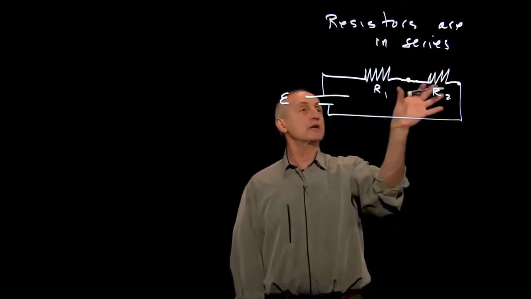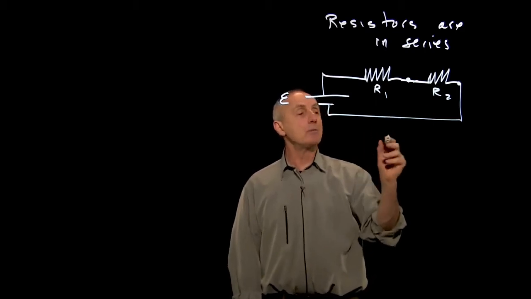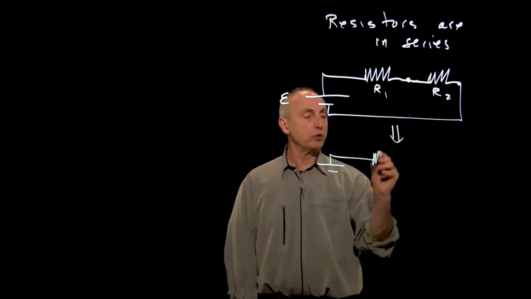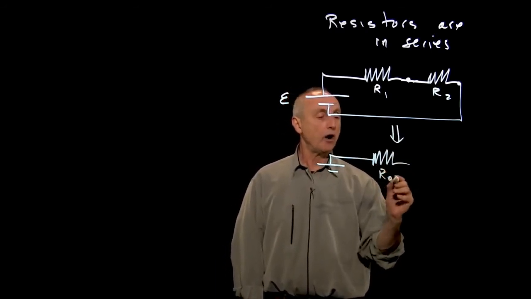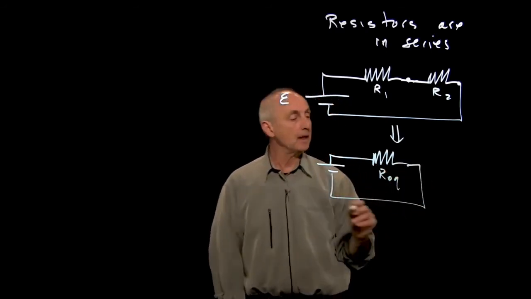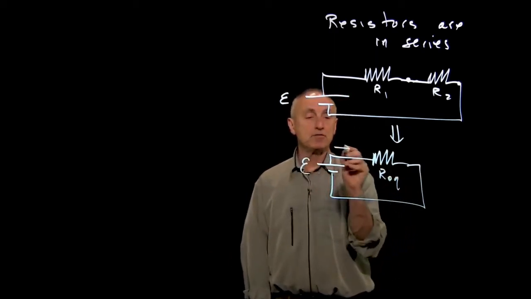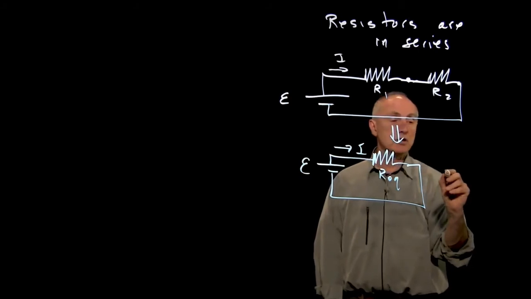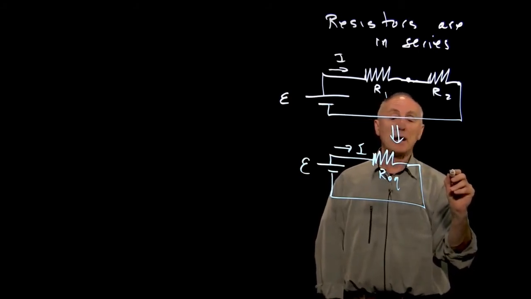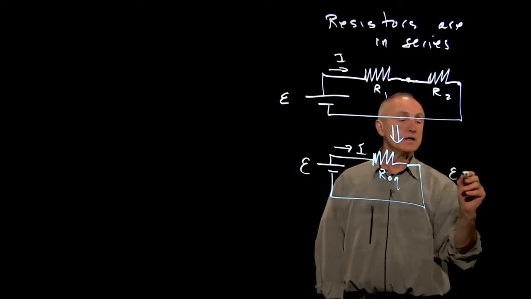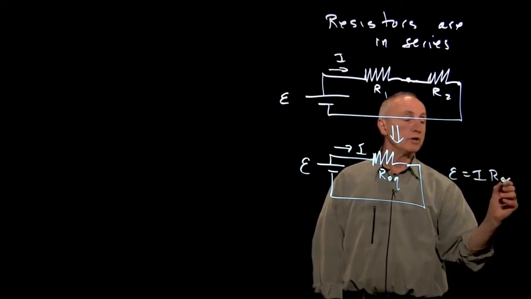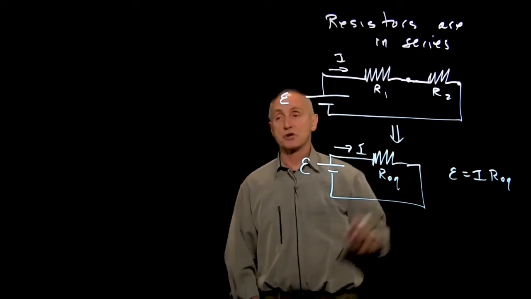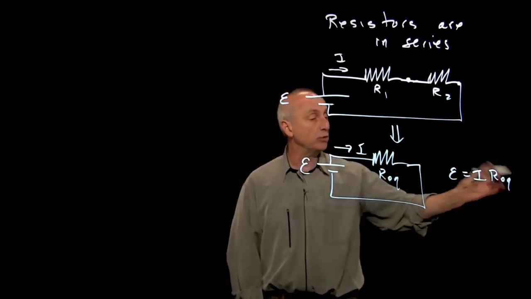Now, these two resistors are connected in series, and what we want to do is replace this circuit with what we call an equivalent circuit, with one resistor, R equivalent, and a source of EMF, with the same current in both circuits. And in our equivalent circuit, we know that E is equal to I R equivalent. And now we want to figure out how to relate resistors that are connected in series to the equivalent resistance of this circuit.